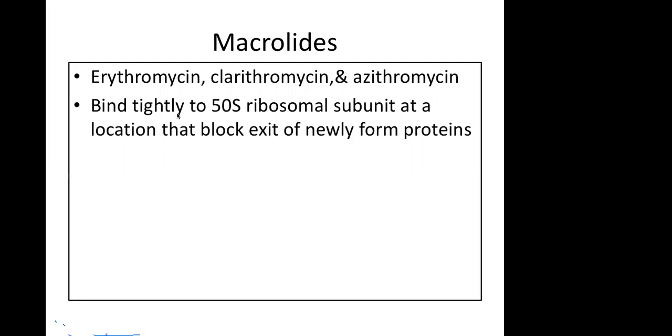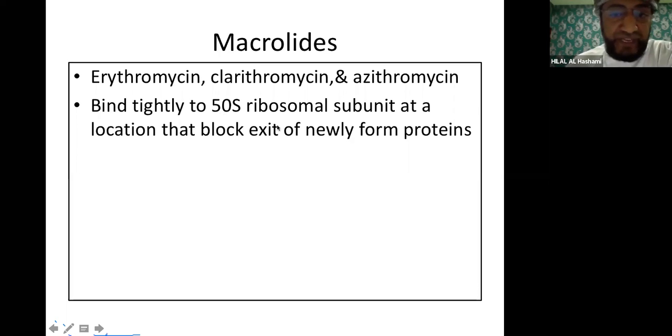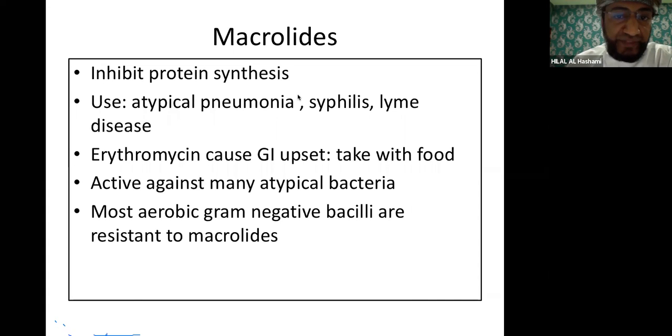Then macrolides, examples being erythromycin, clarithromycin, and azithromycin. They bind tightly to the 50S ribosomal subunit at locations that block the exit of the newly formed protein. They inhibit protein synthesis, and they are used for atypical pneumonia. We use azithro for pertussis, syphilis, and Lyme disease. Erythromycin causes GI upset, so it should be taken with food. They have activity against atypical bacteria, and most aerobic gram-negative bacilli are resistant to macrolides.